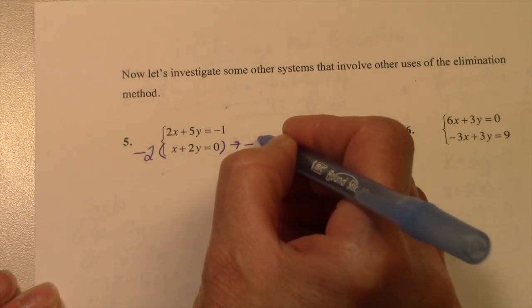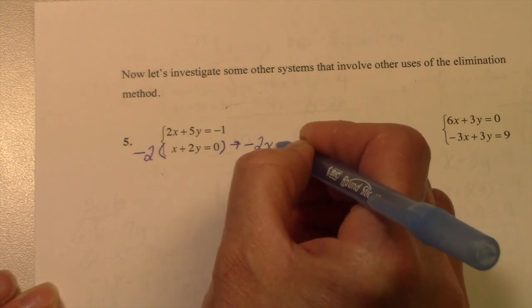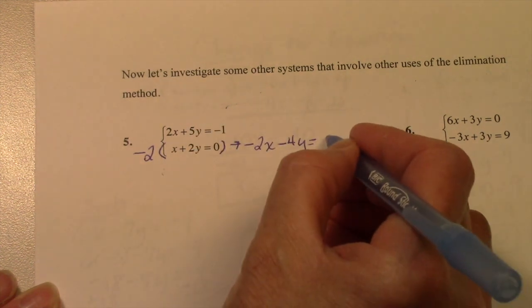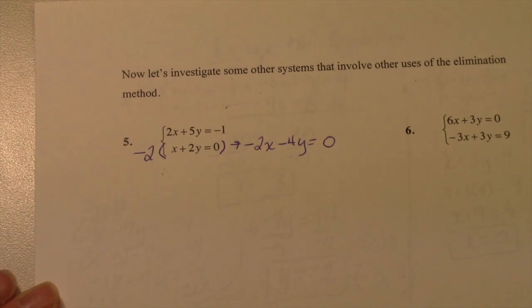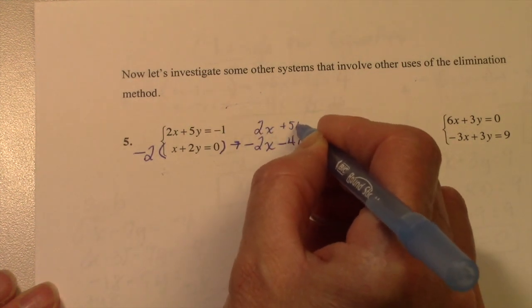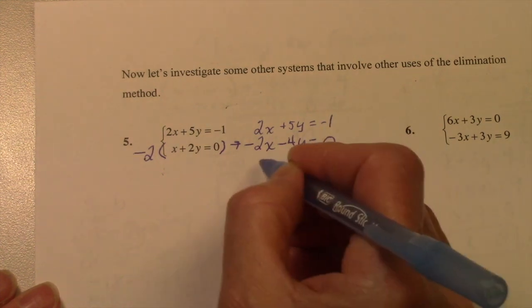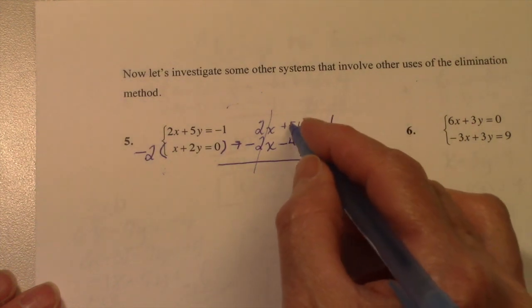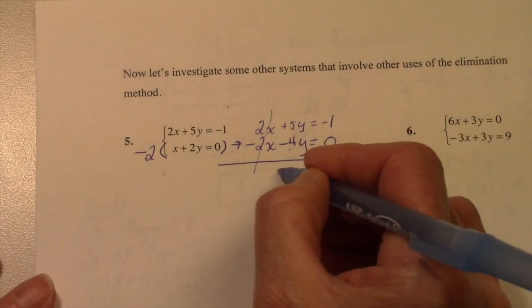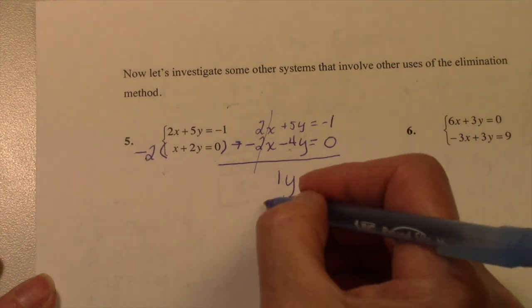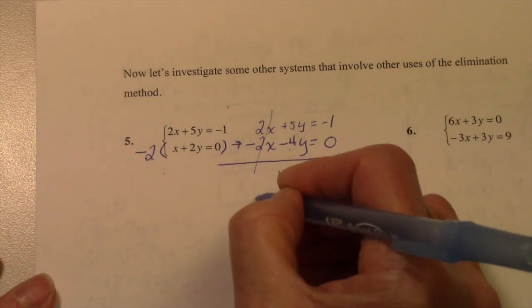So I get negative 2x, negative 4y, well, times 0 is still 0. The top equation stays exactly the same. 2x plus 5y equals negative 1. Okay? Now eliminate. What does this make? 5 take away 4 is 1. 1y equals negative 1. So y is just negative 1.